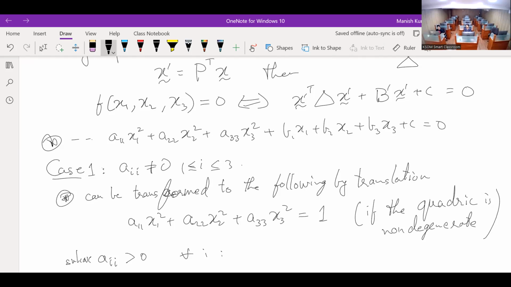A sphere, right? x1 squared plus x2 squared plus x3 squared equals 1 is a sphere. If they are all positive, you won't get a perfect sphere. What you get is called an ellipsoid. So if all of them are positive, then what you get is an ellipsoid.